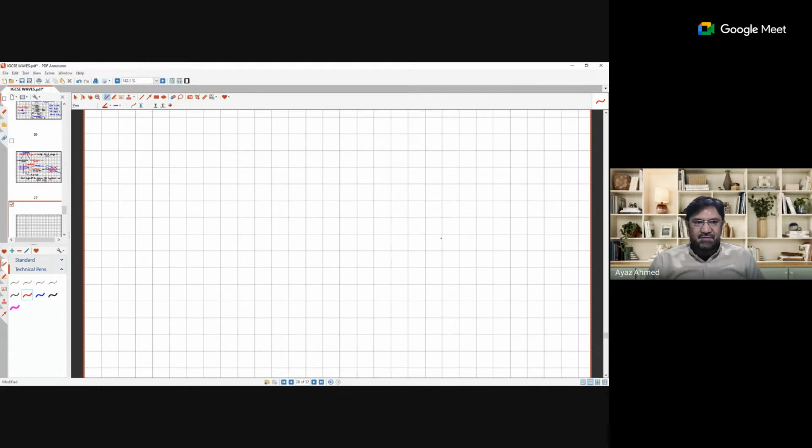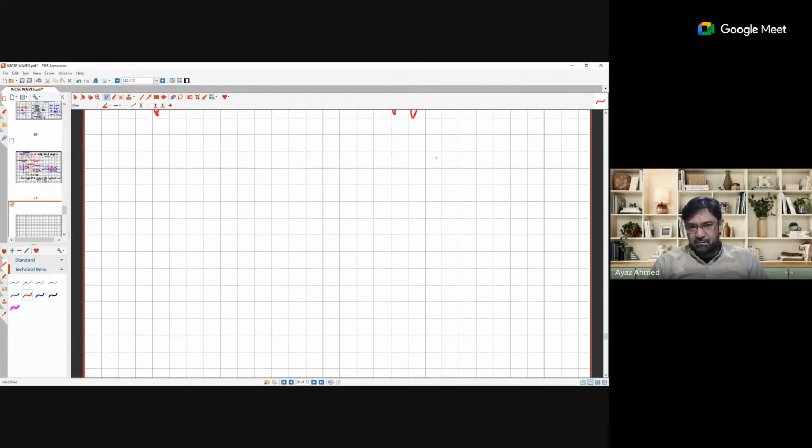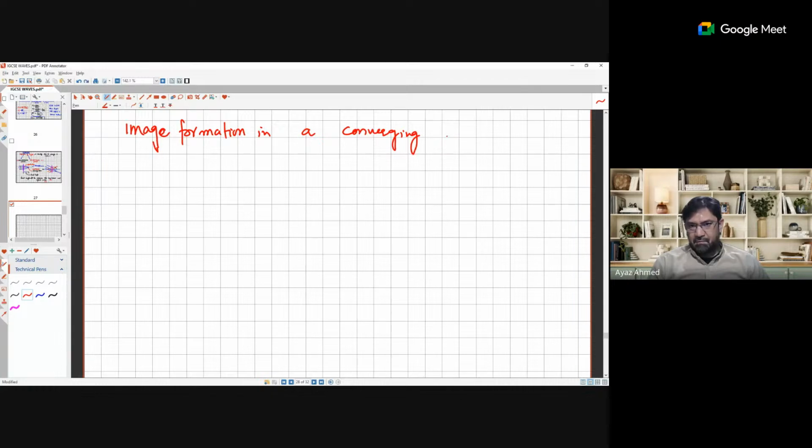Moving on. The image formation in a converging lens. In a converging lens, there will be two properties of image. Please remember this. This is really, really important.